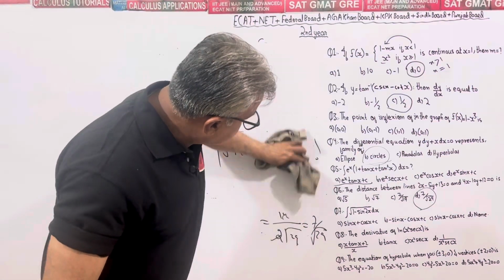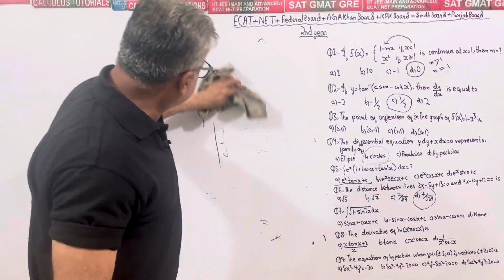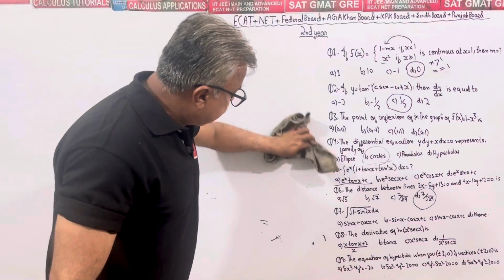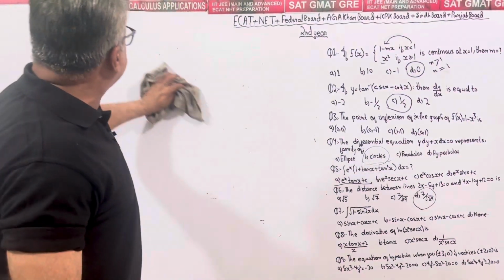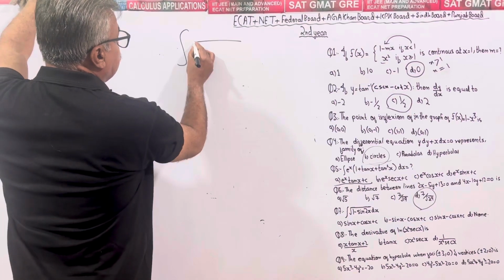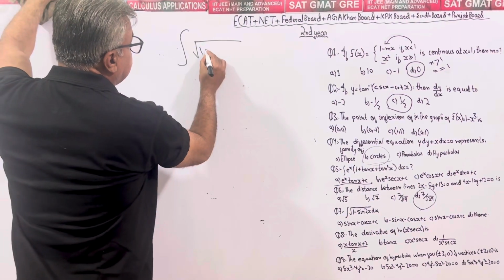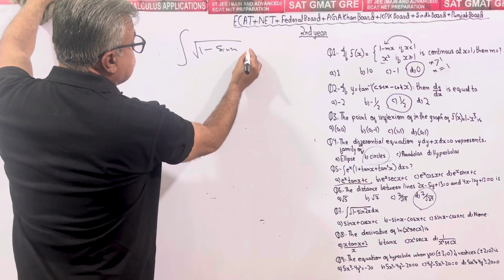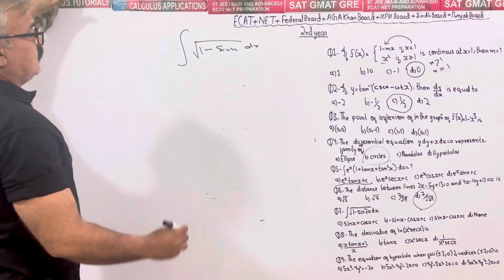Question number 7. I used to call these trigonometric questions rather than questions of calculus. Let's see and find out. Integrate root of 1 minus sine 2x dx. Really, it's a good one.